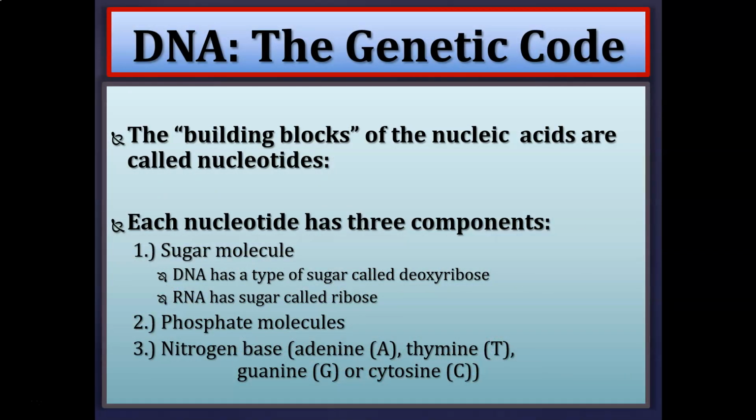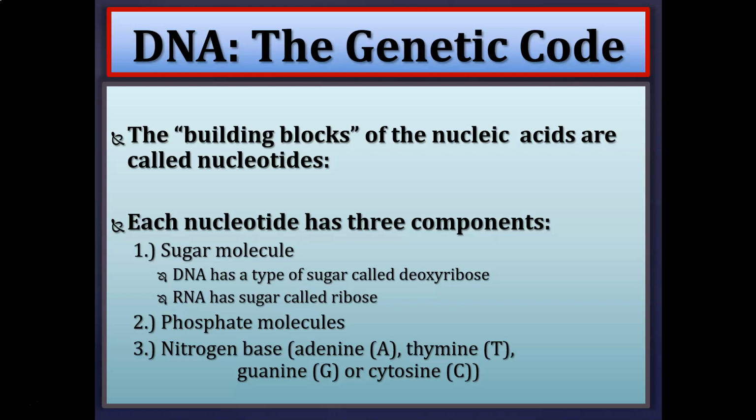All right, so DNA is made up of nucleic acids. The building blocks of the nucleic acids are called nucleotides. Each nucleotide will have three main components. The first being the sugar molecule. If you're looking at DNA, DNA has a type of sugar called deoxyribose. That's where you get the D in DNA. Whereas RNA will have a sugar called ribose, which is where you get the R in RNA.